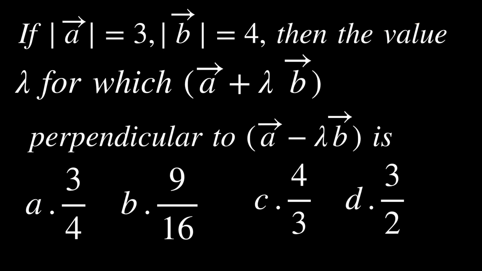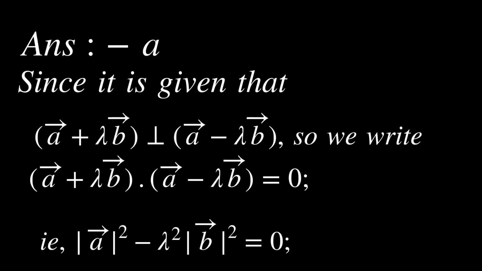Now, mod A vector is equal to 3, mod B vector is equal to 4, then the value of lambda for which A vector plus lambda B vector is perpendicular to A vector minus lambda B vector is. Options A 3 by 4, B 9 by 16, C 4 by 3, D 3 by 2. Answer is A. As said before, when two vectors are said to be perpendicular, then their dot product is 0.